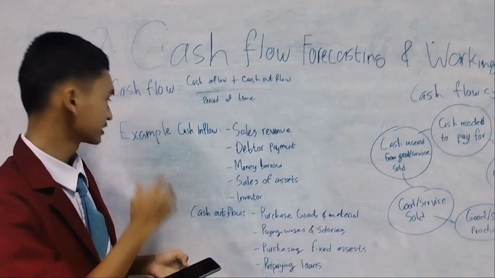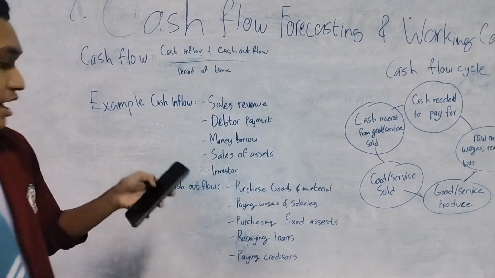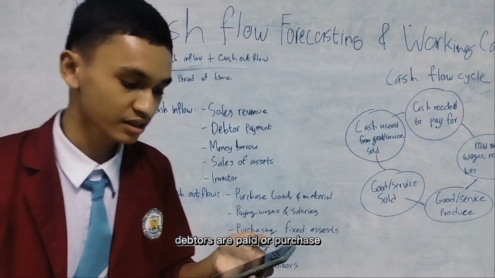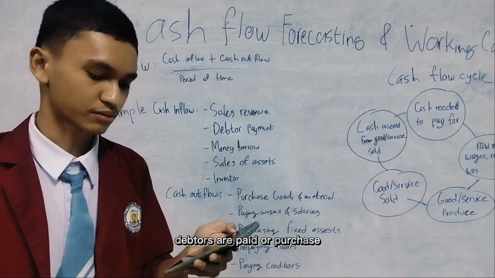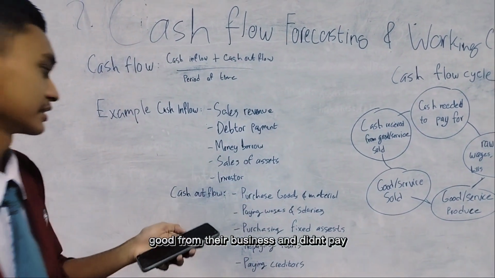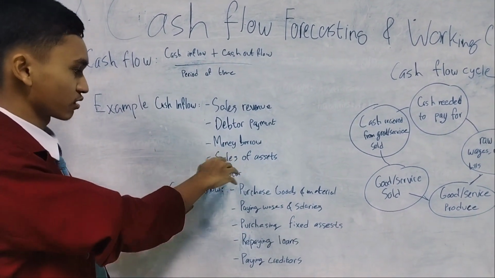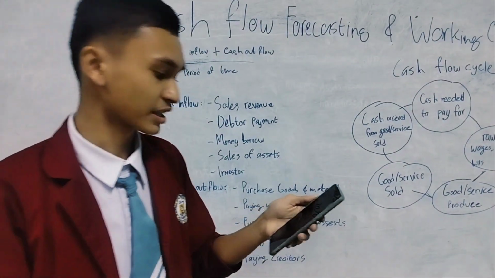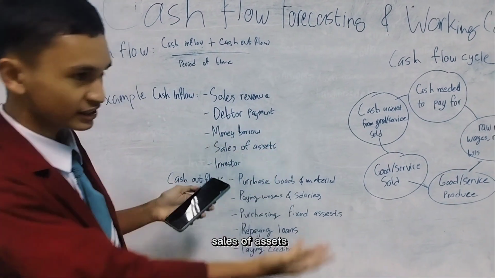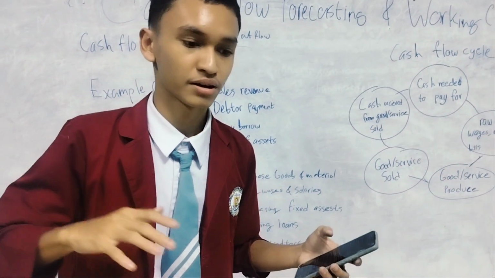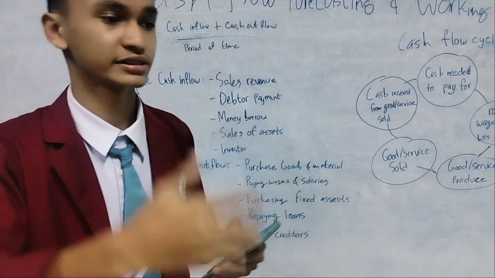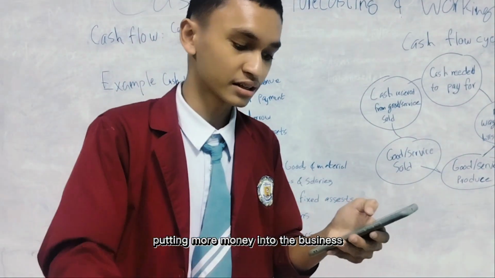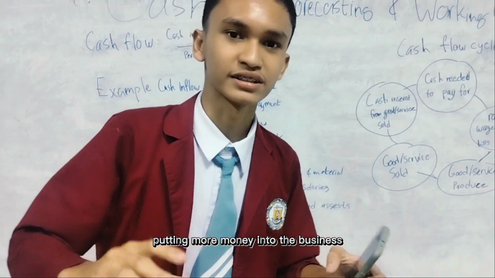The examples are sales revenue, and debtor payments, where debtors purchased goods from the business and didn't pay yet, or money borrowed like loans from the bank. Sales of assets, where a business has an asset and sells it to another business. And investors putting more money into the business.